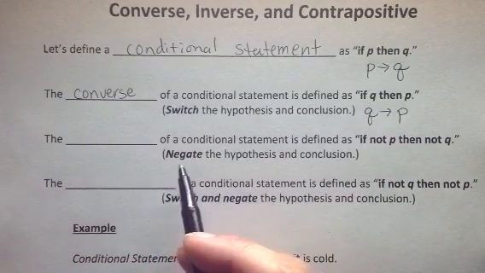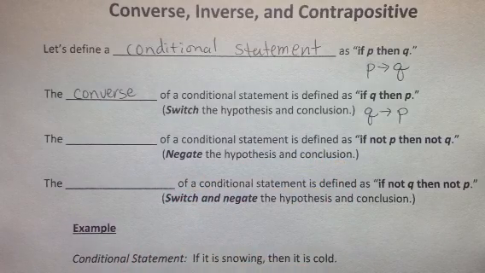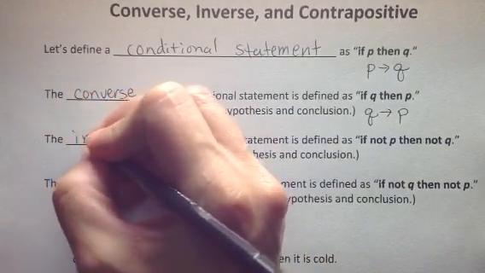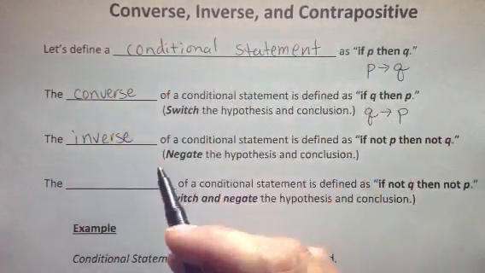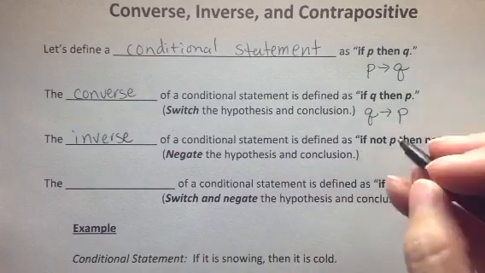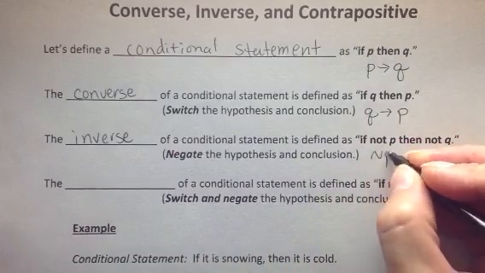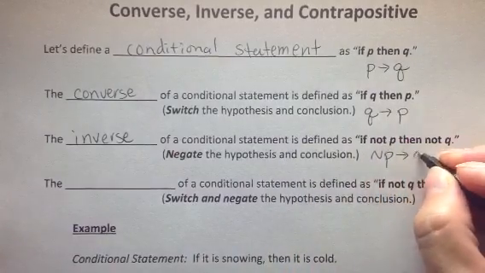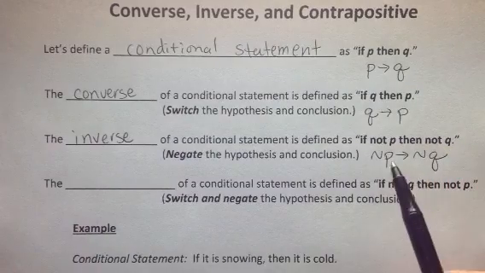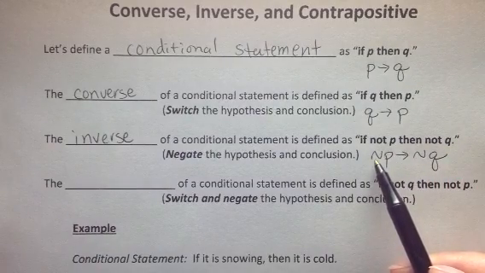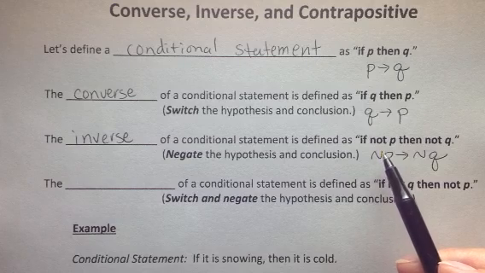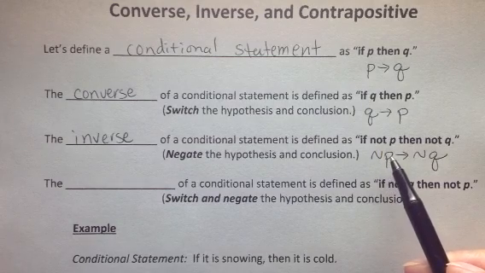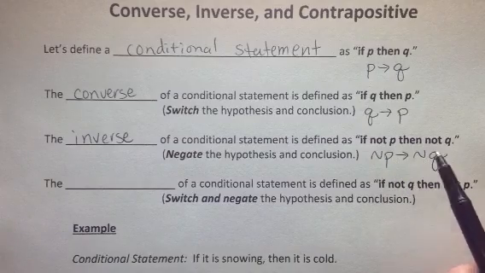Negate means, like negative is the opposite, so negate, we read that as a not. First of all, we're talking about the inverse right now. The inverse of a conditional statement is defined as if not P, then not Q. Again, this little squiggle means not. When we do some examples, you'll see what I mean. We're going to negate the P, the hypothesis, and negate the conclusion.